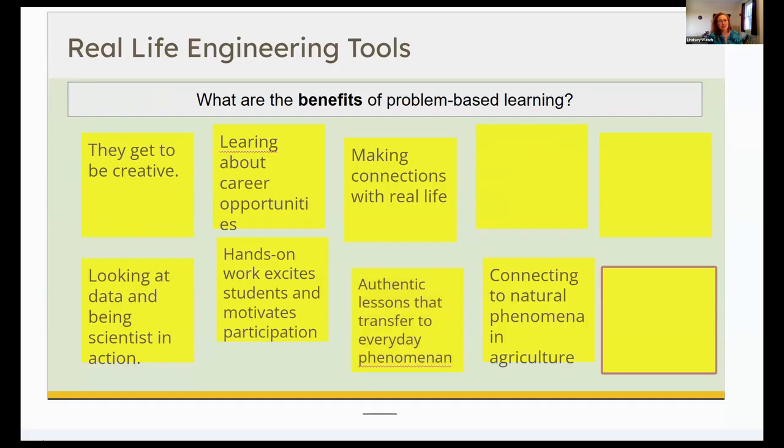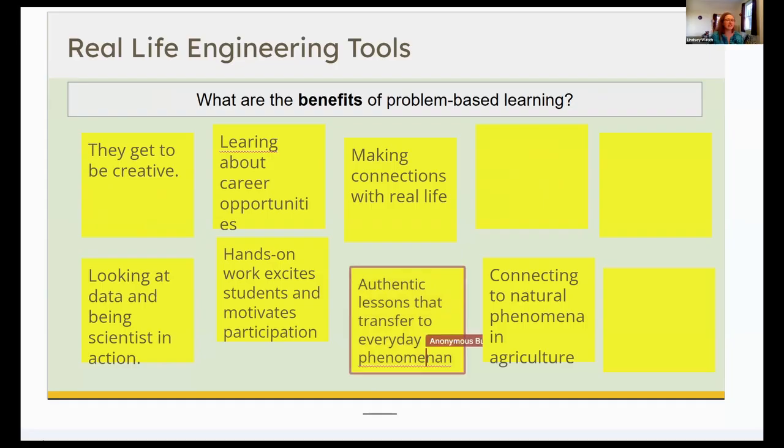But these are great, right? The benefits: they get to be creative, they make connections with real life. They can feel like maybe they're being a real scientist. They can connect natural phenomena to everyday things that they see in their life. And the hands-on work, of course, with problem and place-based learning is so exciting for them.